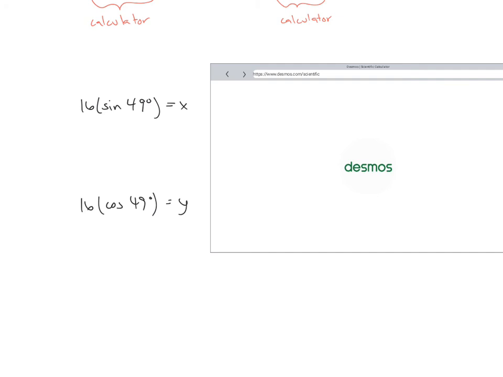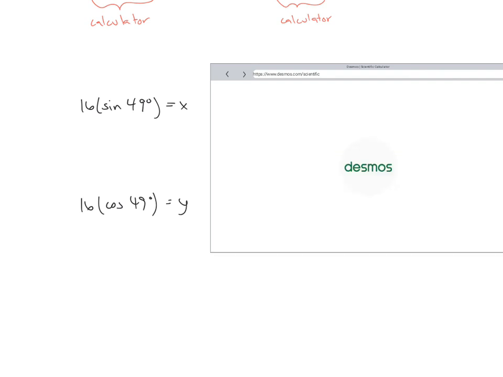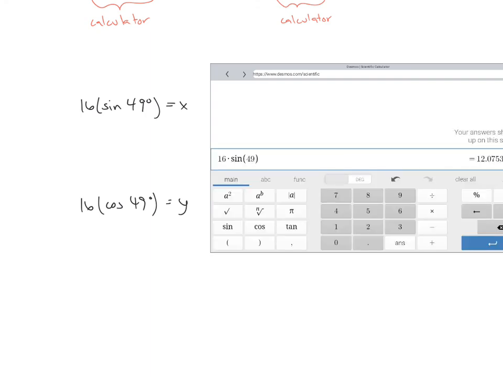All right, so let's put both of these expressions into the calculator. The first one says 16 times sine of 49 degrees. So let's type exactly that into the calculator. 16 times sine of 49 degrees, closing my parentheses, we get about 12.1, rounded to the nearest tenths. That is our final answer for x.